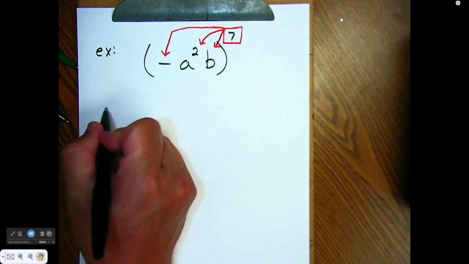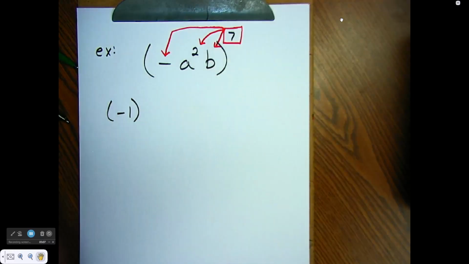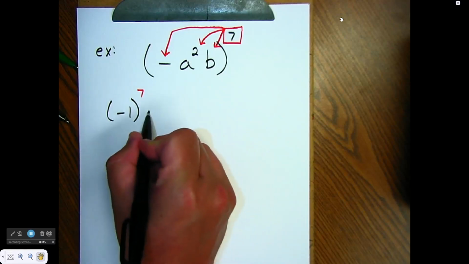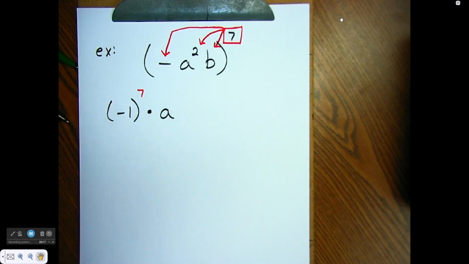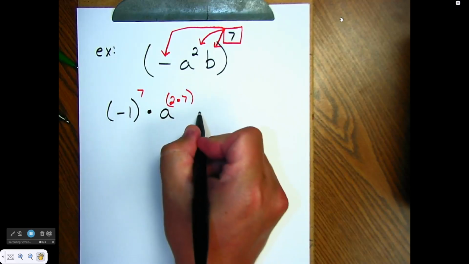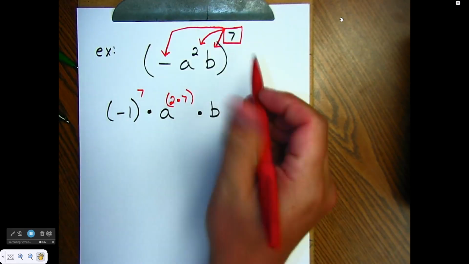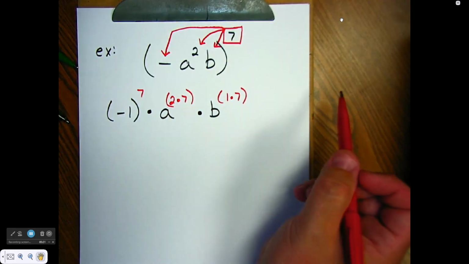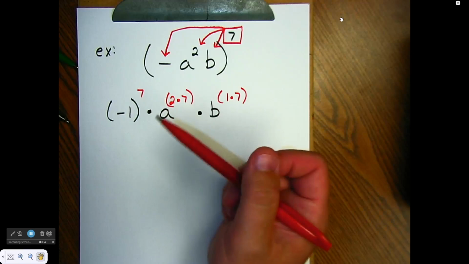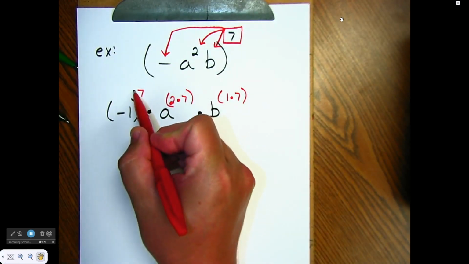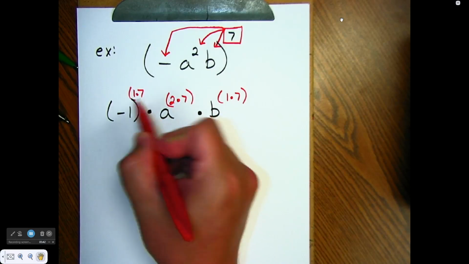So I'm going to show my work. We have the coefficient of -1 raised to the positive 7 times a to the 2 times 7 times b to the 1 times 7. Now, I'm trying not to confuse you here, but this -1, technically it had an exponent of 1, so that's 1 times 7.